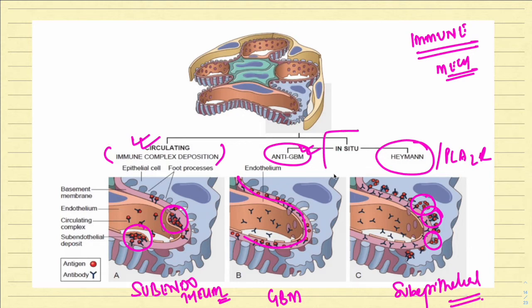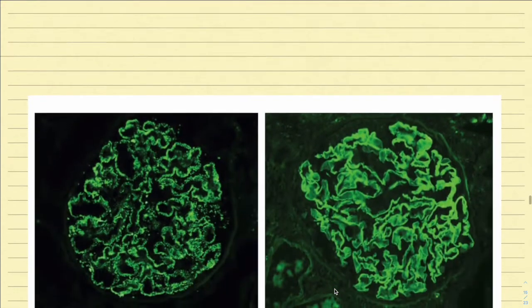So under the in situ variety we saw the membranous glomerulonephritis, if you remember, and this is also characterized by Goodpasture syndrome, the anti-glomerular basement membrane disease, and the circulating immune complex disease. The subendothelial deposits are seen in many conditions. We will see later what are the conditions where we will see the characteristic subendothelial deposits. So these are the two patterns.